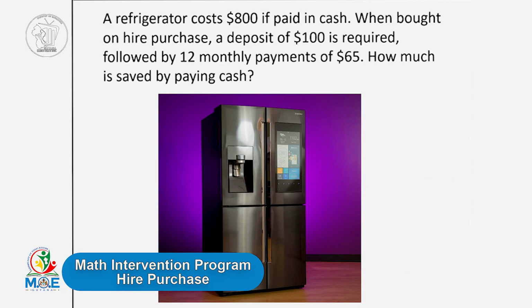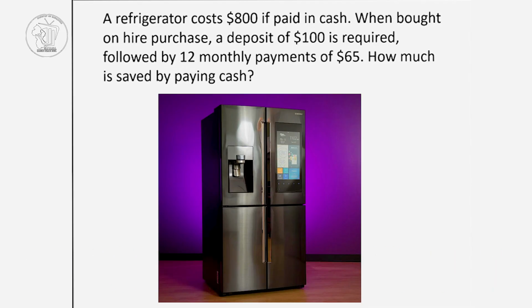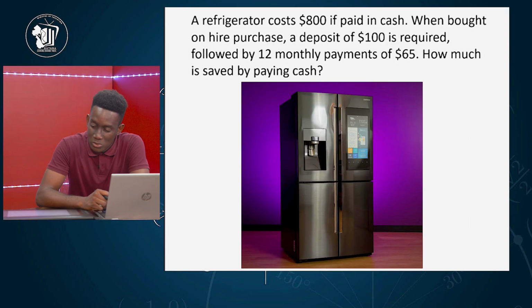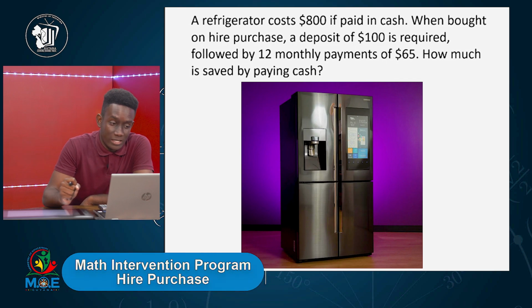So let's move on to the next question. This question says, a refrigerator costs $800 if paid in cash. When bought on hire purchase, a deposit of $100 is required, followed by 12 monthly installments of $65. How much is saved by paying cash? So we must find the hire purchase price, and then we will determine how much we save by paying cash. I will use HP for hire purchase.